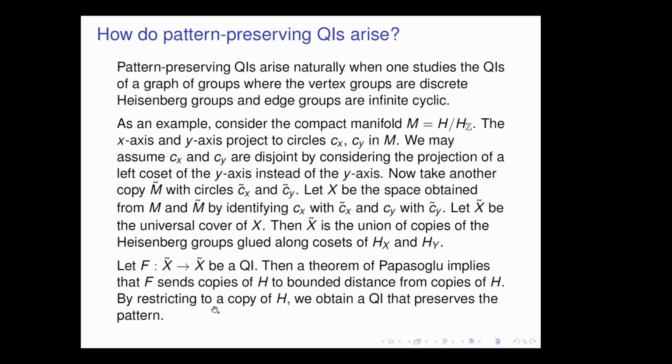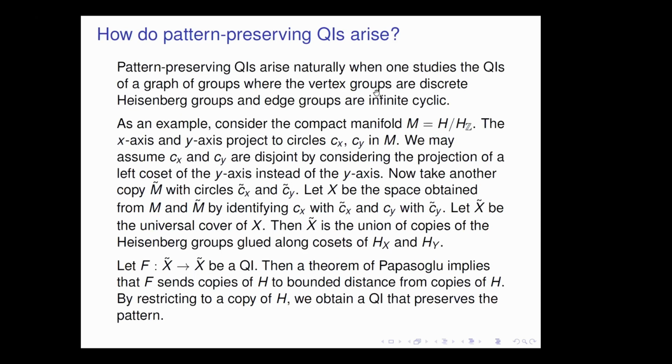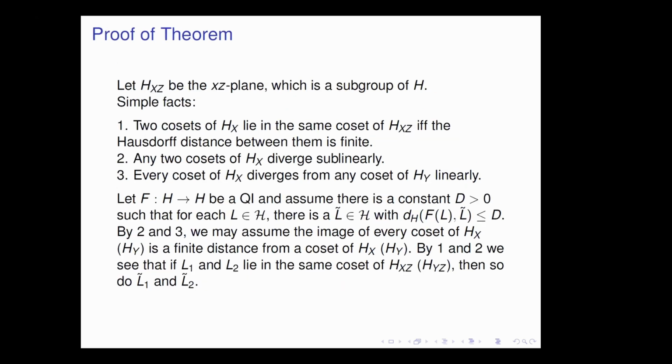Now, if you restrict the quasi-isometry to a copy of H, then we obtain a quasi-isometry of the Heisenberg group that preserves the pattern. That's the assumption in the theorem. So this assumption arises naturally when you consider quasi-isometries of graph groups where the vertex groups are discrete Heisenberg groups and edge groups are infinite cyclic. Okay, so the proof of the theorem.